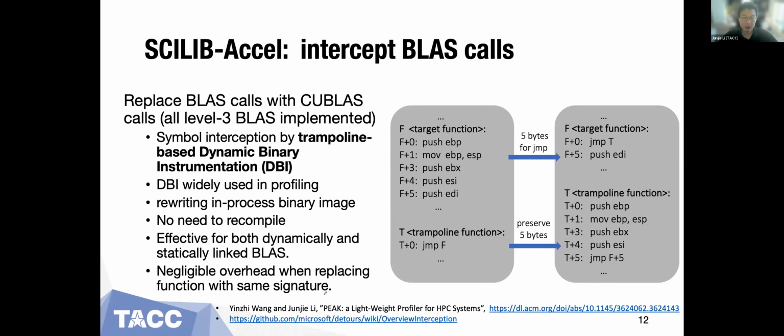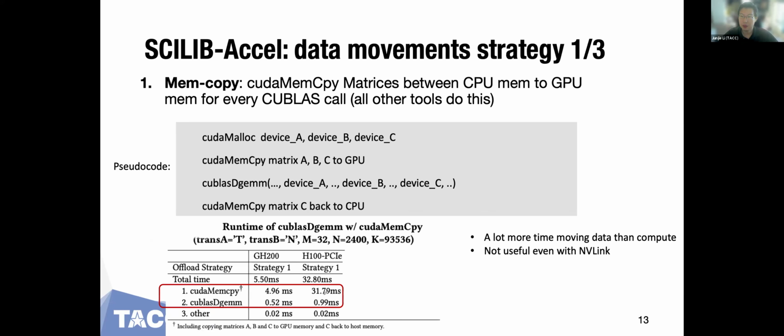Once that is done, we have to worry about data movement. Data movement is really the most critical thing when you do automatic offload, or in general any GPU programming. The first data movement strategy is doing CUDA memcpy, and that is very intuitive. Every other tool is doing this. I'm doing it here just to show you how it works and how badly other tools can perform compared to mine.